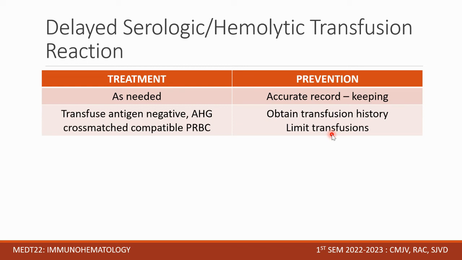For the prevention, you could do accurate record keeping, okay, obtain transfusion history ni patient, okay, then limit transfusions. So, accurate record keeping para once na mangyari ulit to or once na magpapatransfuse ulit si patient, you have a record na nagpa-positive siya for this antibody before. Kasi baka this time hindi na naman siya ma-detect. Okay, and so on.